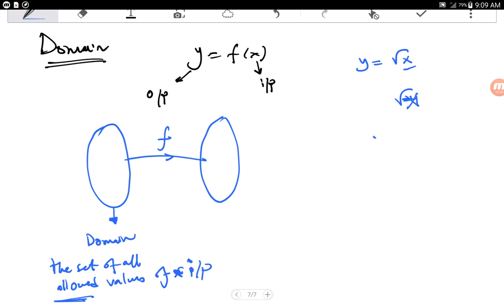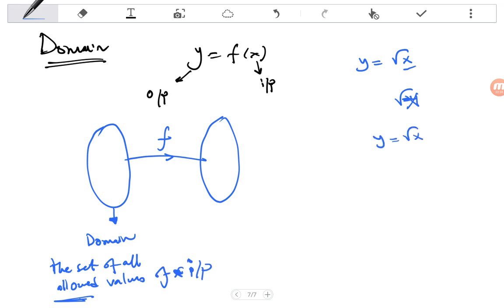Okay? So when I say that y is equal to root x, what is the set of all allowed values of the input? It will be the interval from 0 to infinity of the real numbers. All the positive numbers with 0. Okay?